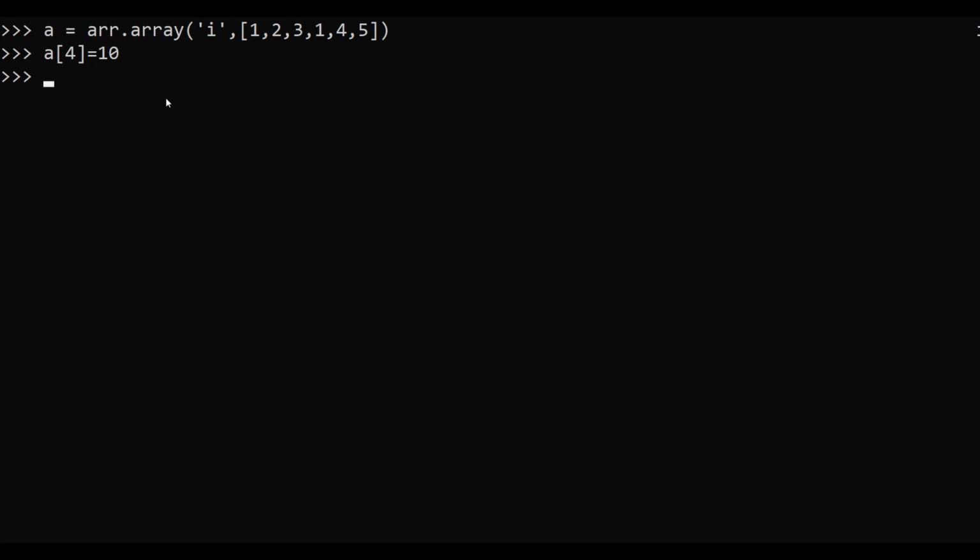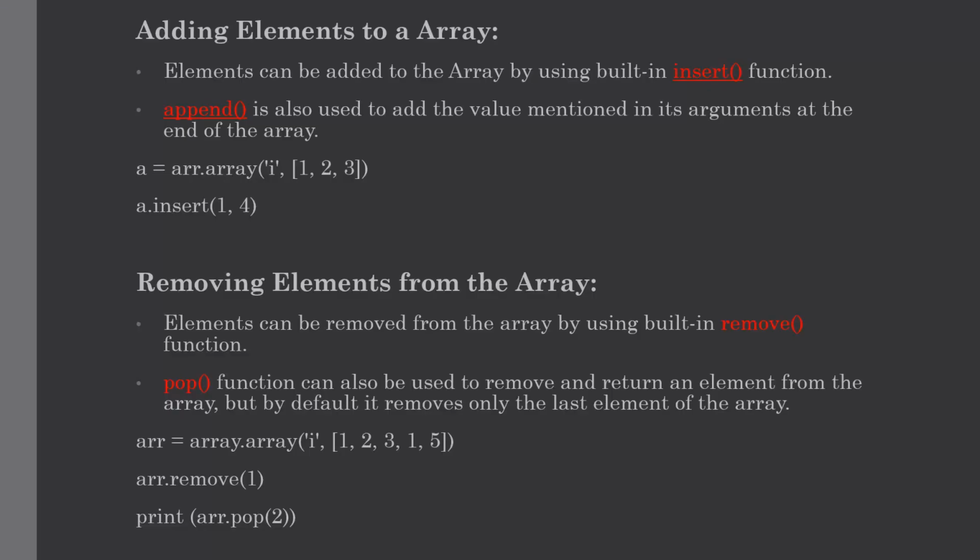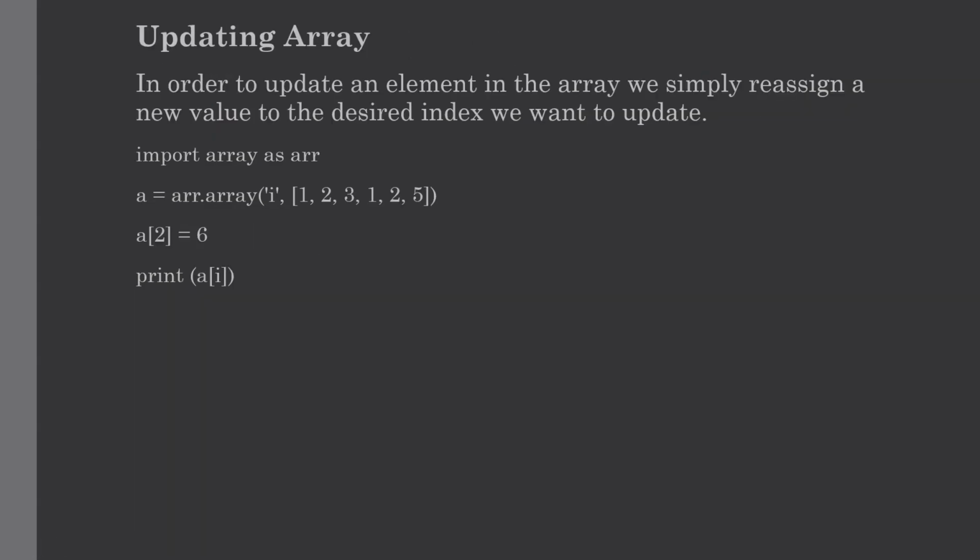To validate this, just use the print function. For i in a, indentation, print i. As you can see, the 4th index has been updated with the integer value 10. So in this lecture, we have discussed how to add an element in an array, how to remove them, and how to update an array with some simple examples.